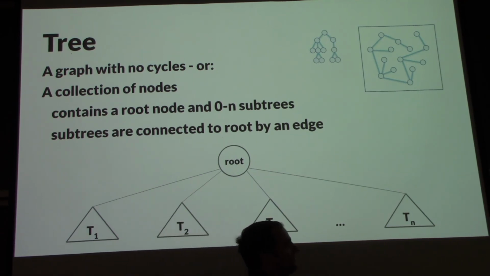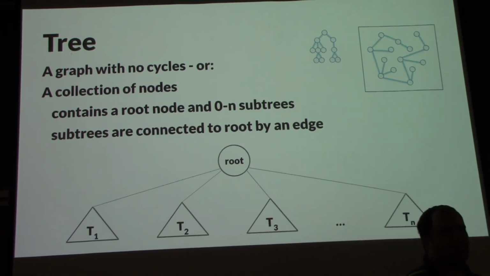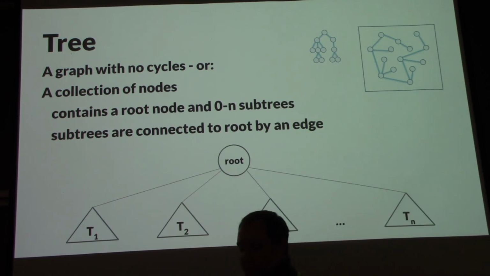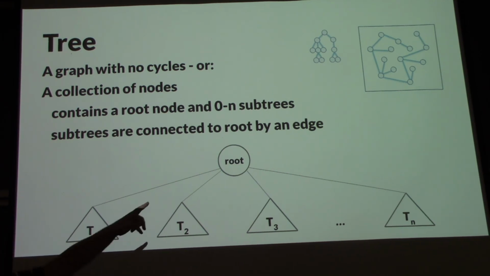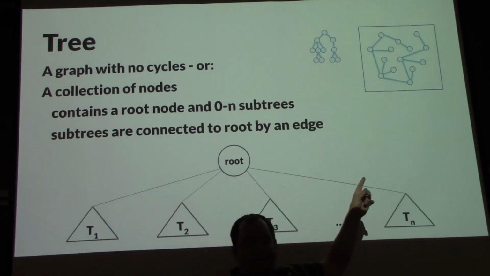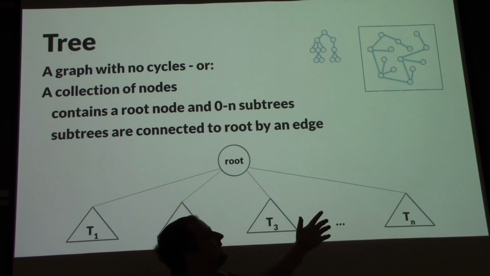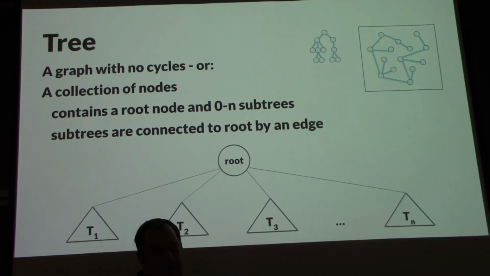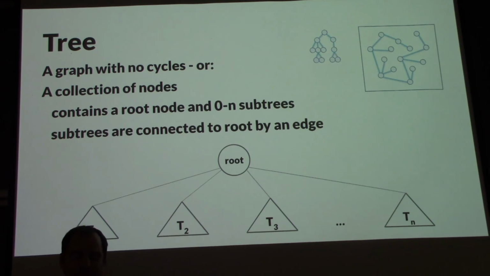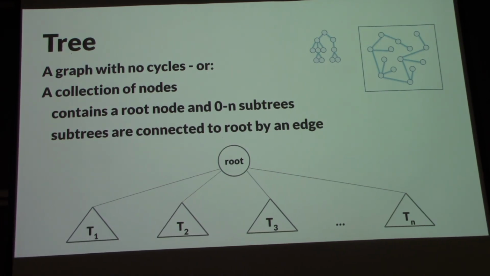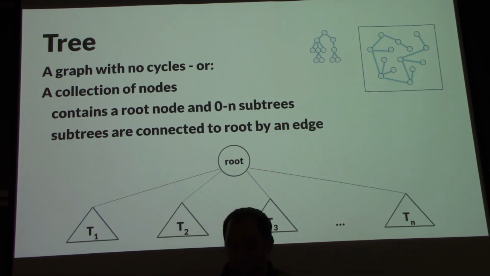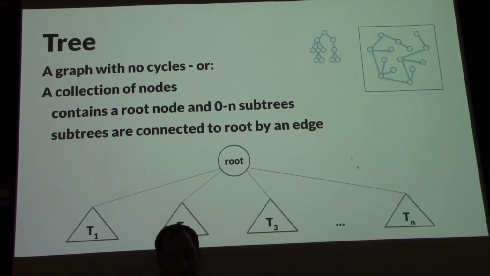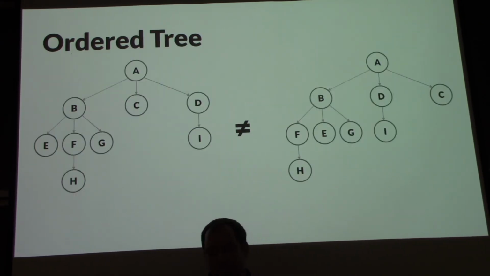You probably all know what a tree is. A tree is just a graph with no cycles. Or you can also include the definition of a root in a tree. So in this case, the one on the right is a tree that doesn't have a defined root. Most commonly, we think about trees having a root and then looking something like this. And there's also a recursive definition of a tree, which is a collection of nodes containing a root node and 0 to n subtrees, and the subtrees are connected to the root by an edge. And so here we have a root and then subtrees, and each of these subtrees has a root and then subtrees and so on.